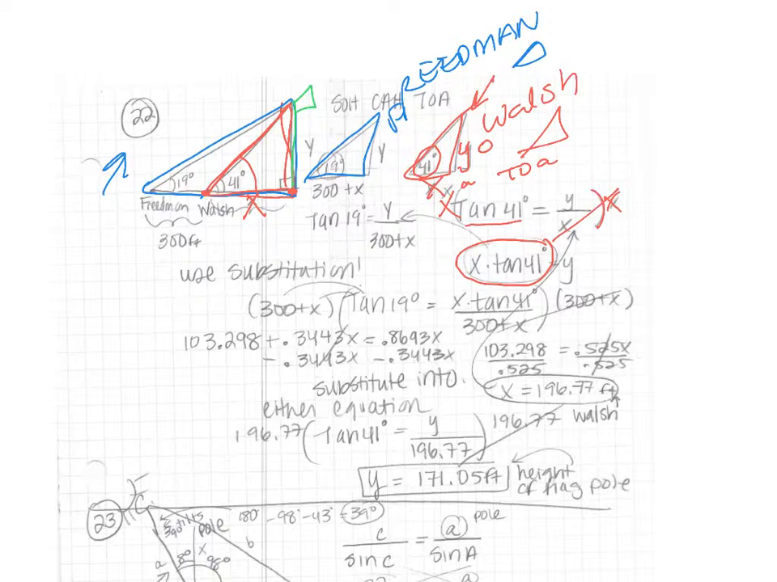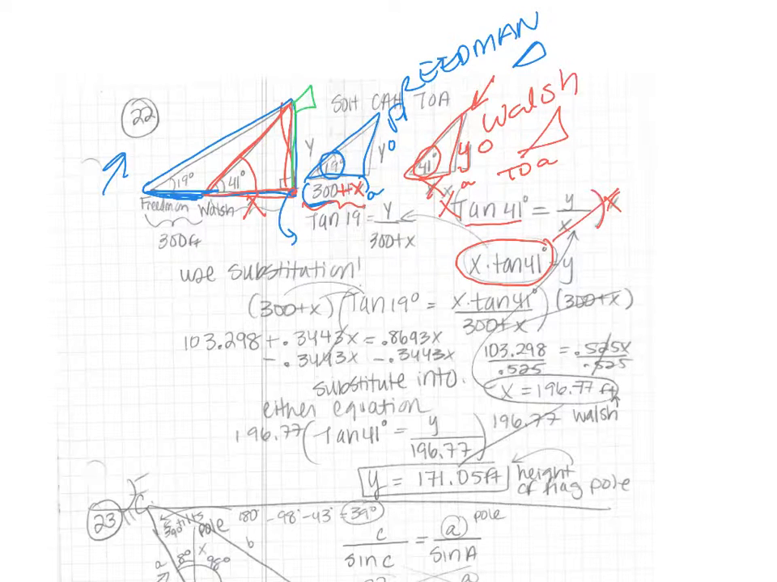We then look at the blue triangle that represents Friedman, and the angle that we're working with is 19 degrees. Again, we want to work with O and A. Now, notice for the adjacent, it's an expression. Friedman was 300 feet farther than Walsh, but we don't know how far Walsh was from the flagpole. So 300 represents how far Friedman was from Walsh. However, the X, Walsh's distance from the flagpole, is part of the total for Friedman's distance away from the flagpole. So that's one part that's kind of tricky.